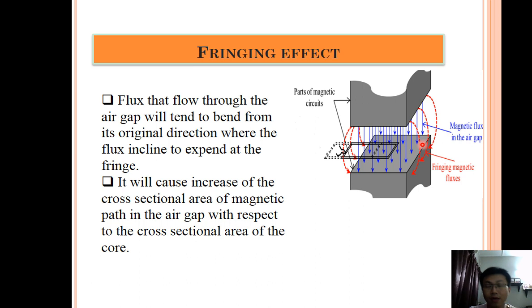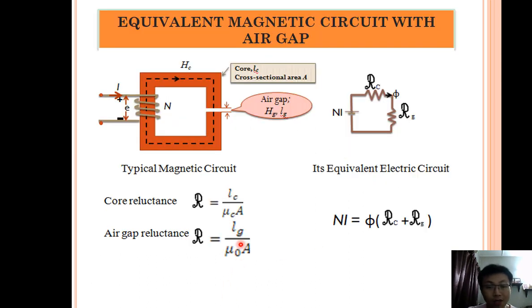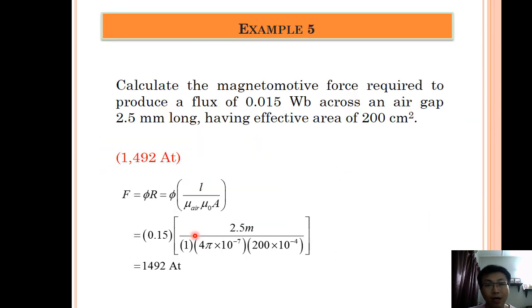That's why when we have an air gap, we need to be careful whether the question involves the fringing effect or not. If there is fringing effect, the area will be different. Once the area is different, the reluctance will be different. Okay, so be careful. So have a look at example 5.